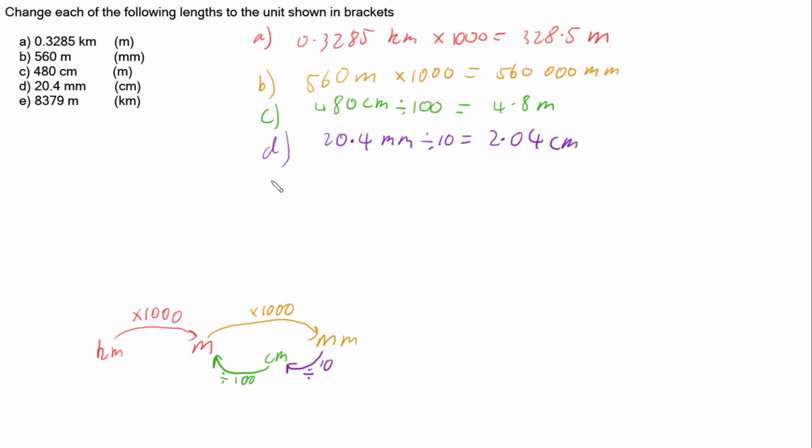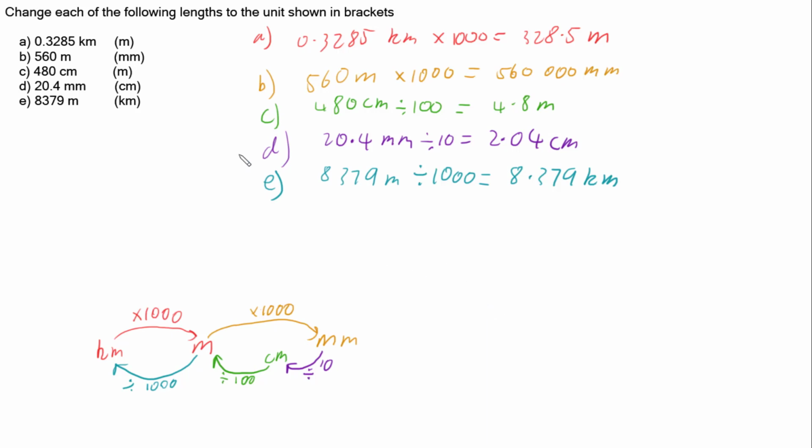And lastly, part E, I've got 8,379 meters, and I want that to be in kilometers. To go up to kilometers from meters, there's 1,000 meters in a kilometer, going from small to big, so I divide. So I'm going to divide this by 1,000, and so that's going to give me 8.379 kilometers. So there we go.